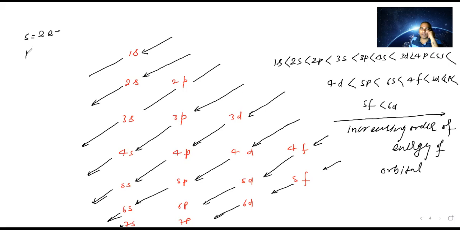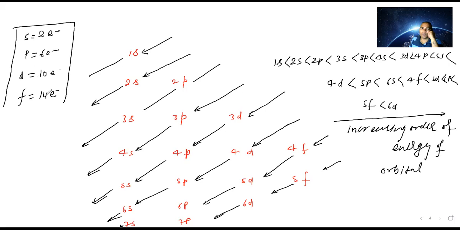S orbital: 2 electrons. P orbital: 6 electrons. D orbital: 10 electrons. F orbital: 14 electrons. These are the very basic concepts of atomic structure. If you do not know them, it is going to create a problem.